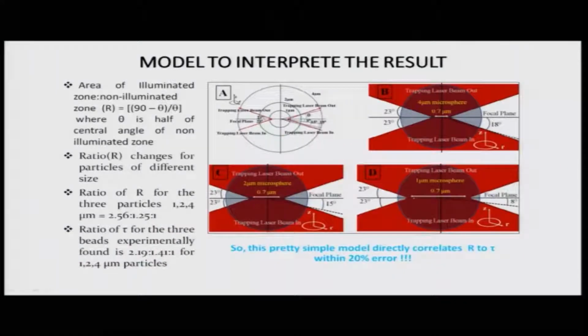And we did a very simple model to ratify our conjecture, and it was interesting to note that even with a very simple approach of assuming a cone of the beam coming in and a circle to represent the size of the bead, just taking the ratio of the illuminated versus the non-illuminated part, a simple model could be developed where the decay was quite well correlated to the size of the particle that was being used.